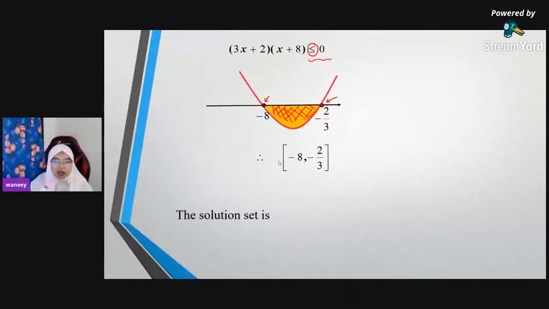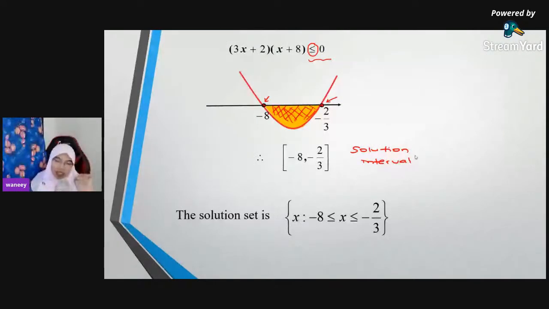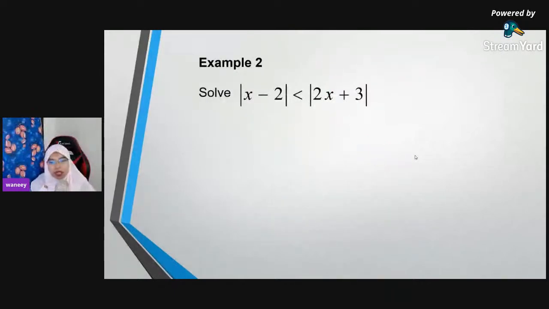Oh, this one is the solution set. Okay, so x such that x is in between negative 8 and negative 2 over 3. So this is the solution set. Above, we called it the solution interval. Normally if the question doesn't say whether it is solution set or solution interval, we can give either one. You can give the solution set or the solution interval, either one is fine.